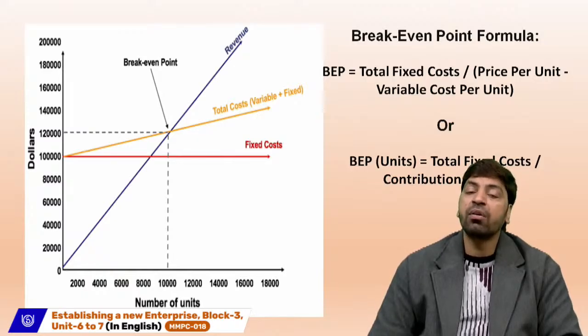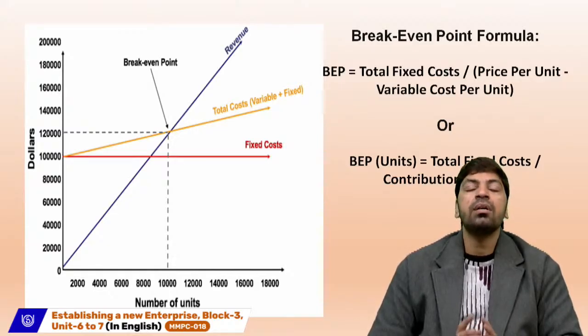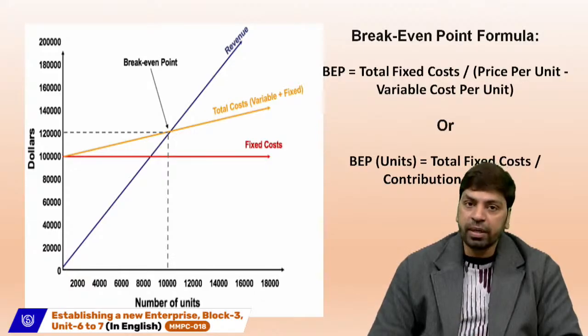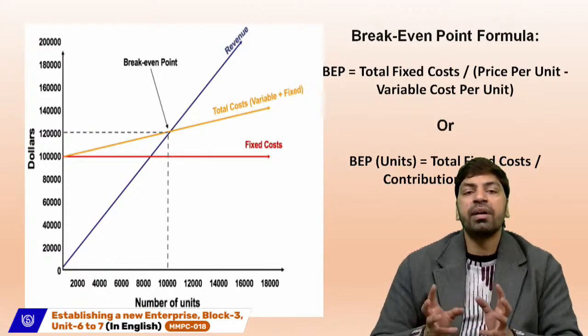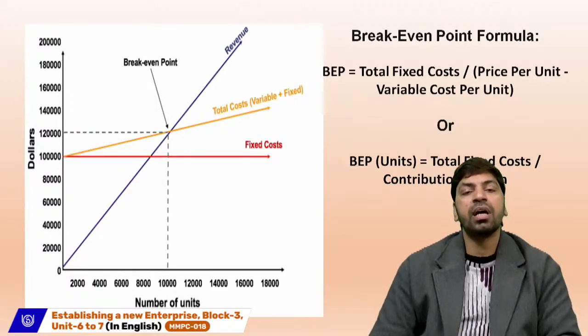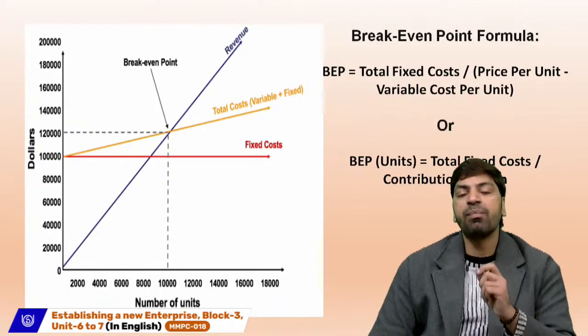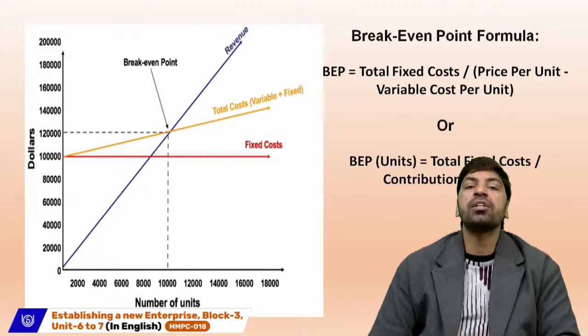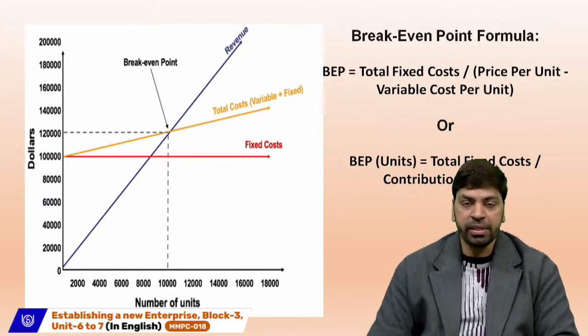In other words, we can also calculate the break-even point in units, that is the total fixed cost divided by contribution per unit. If you look at the revenue line, which begins from the origin, and when it cuts the total cost line at one point, that point is exactly called the break-even point. This point reflects that the total revenue is equal to the total cost.